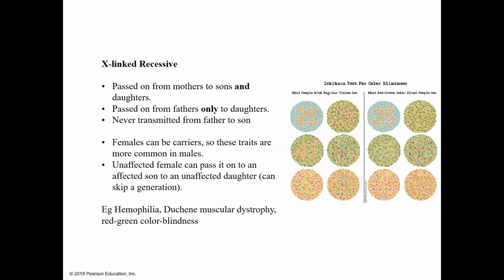There are some basic rules about X-linked recessive traits. They are always passed on from the mother to her sons and daughters, but they are passed from fathers only to their daughters. They are never transmitted from father to son. This is because fathers do not give X chromosomes to any of their sons. Females can be carriers, so these traits are more common to be seen in males, and unaffected females can pass them on to an affected son or an unaffected daughter.